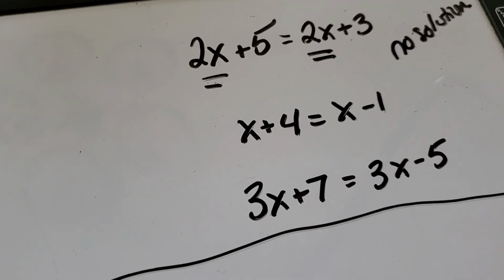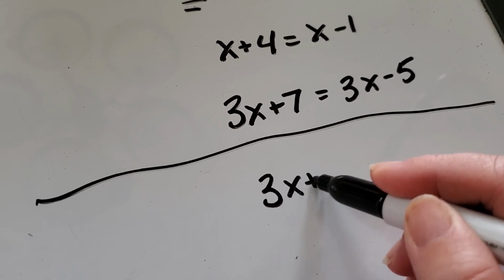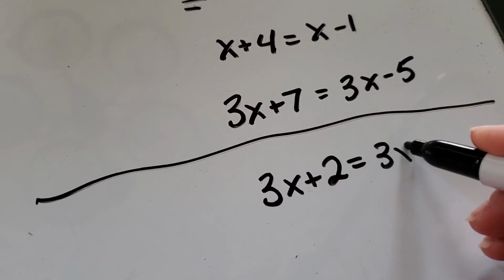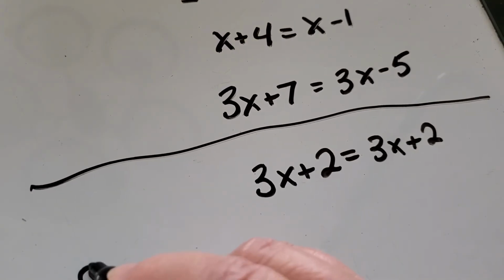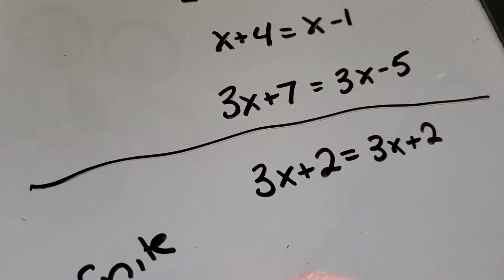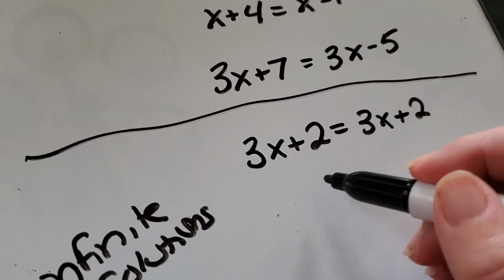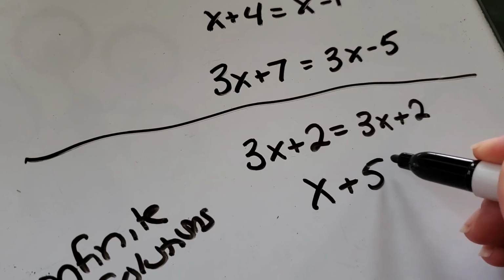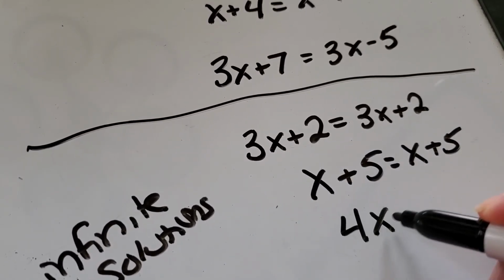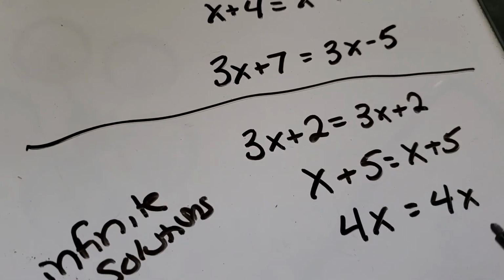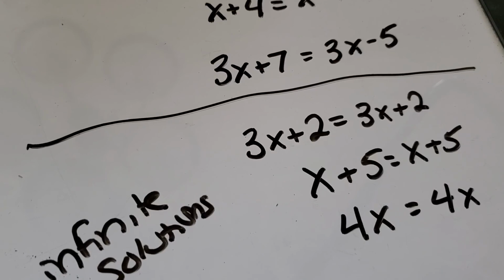If your equation is exactly the same on both sides, like 3x plus 2 equals 3x plus 2, that's when there's infinite solutions. If it's exactly the same on both sides, like x plus 5 equals x plus 5, or even something like 4x equals 4x, anytime it's exactly the same on both sides, that's infinite solutions.